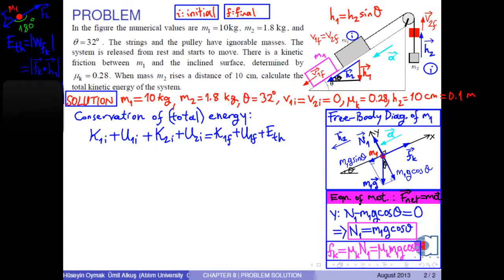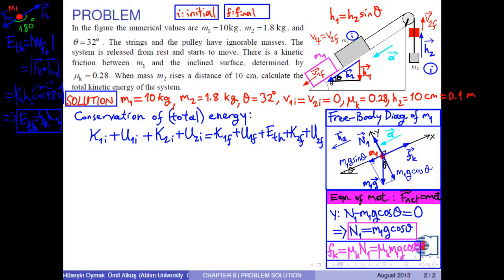We can write the dot product as follows. Since cosine of angle 180 degrees is negative 1 and absolute value of negative 1 is positive 1, therefore we obtain the thermal energy due to friction as Fk times h2. Finally, we add the final total energy of mass m2 to the right.